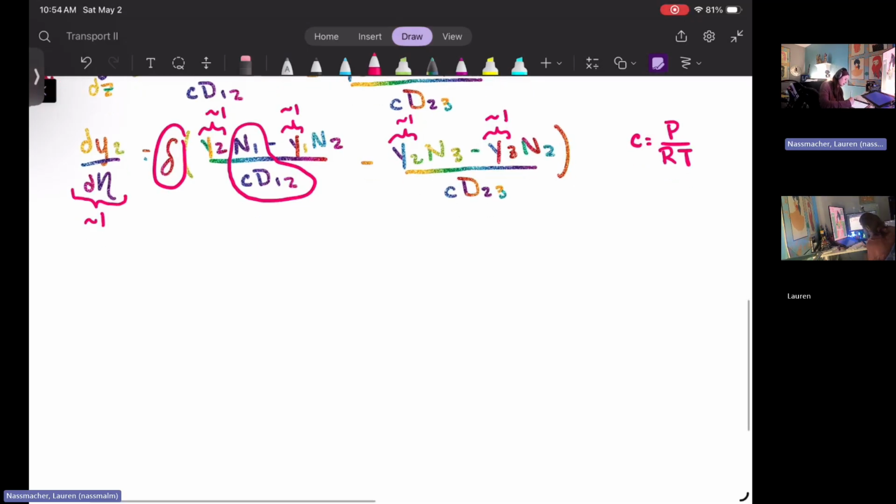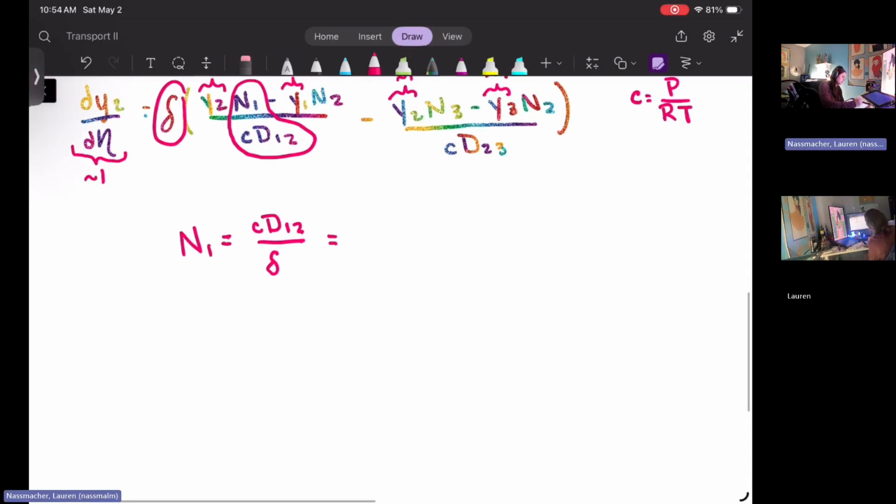And we can get that our molar flux of component 1 is equal to our concentration multiplied by the diffusive coefficient divided by our thickness. And because P over RT equals concentration, we can put in that this also equals pressure multiplied by our diffusive coefficient over RT thickness.